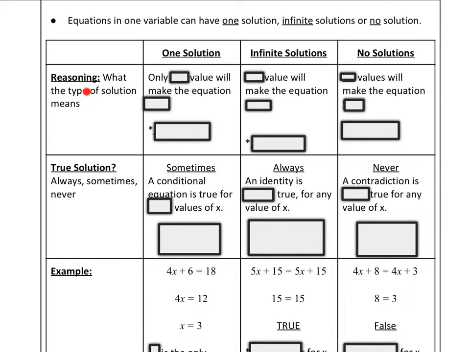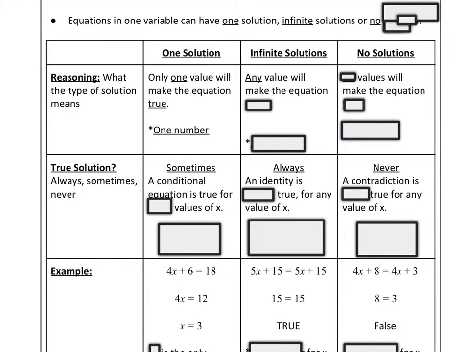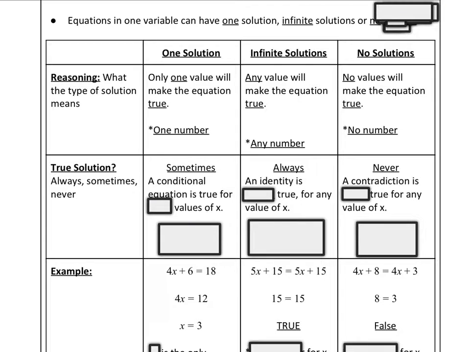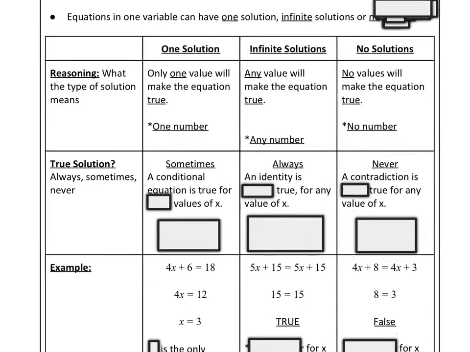First, to focus on our reasoning, what the type of solution means. What does it mean to have one solution? Well, only one value will make the equation true. Only one number for that variable. For infinite solutions, any value will make the equation true. That means you can use any number and it will work out. For no solutions, no value will make the equation true. That will work for no number whatsoever.